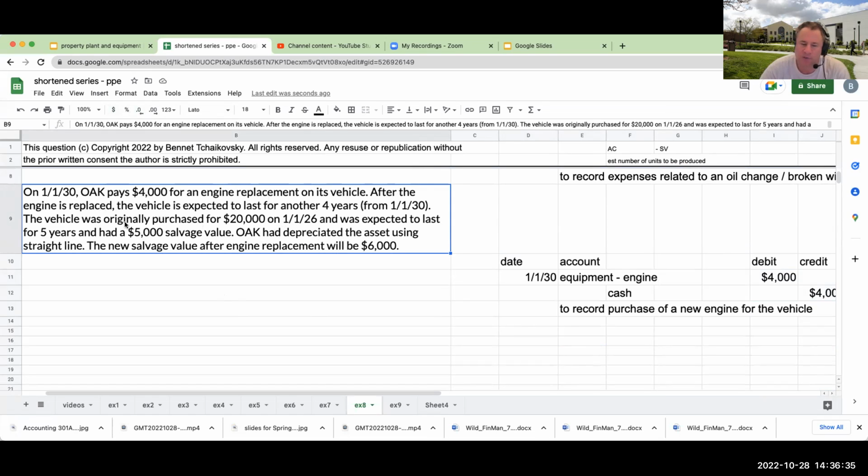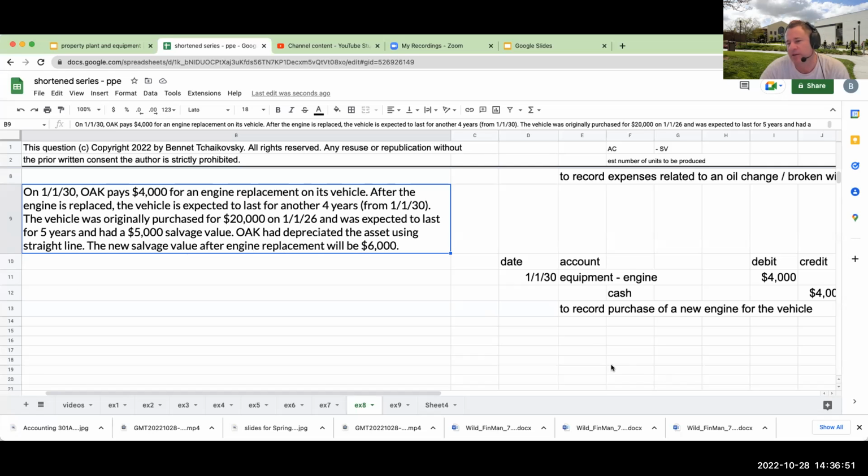The vehicle was originally purchased for $20,000 on 1/1/26 and was expected to last for 5 years and have a $5,000 salvage value. We depreciated the asset using straight line. New salvage value after the engine replacement will be $6,000.